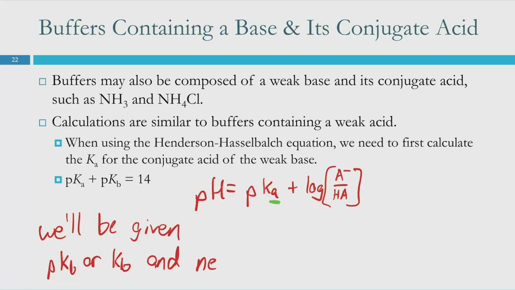And we'll need to turn that into Ka or Kb. Sorry, pKb or Kb, depending on which one of those we're given. And I wrote the wrong things and probably said the wrong things too. Those should have A's there.